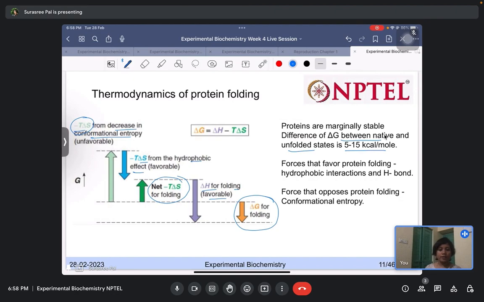Now there are forces which favor protein folding. I already told you that the hydrophobic interactions, hydrogen bonds and ionic interactions are the interactions which favor the folding of the protein, whereas the principal force that opposes protein folding is nothing but conformational entropy, because when the protein is unfolded, it can exist in various conformations, which increases the entropy of the system.